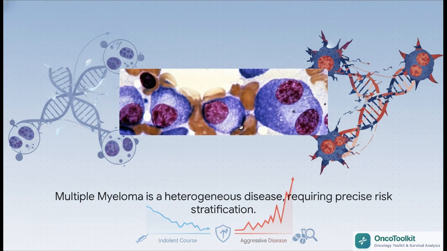And the core of the challenge is right here. Myeloma is just an incredibly heterogeneous disease. Some patients will have a really slow-moving, indolent course, while others have extremely aggressive disease right from the start. That's why getting risk stratification right isn't just some academic exercise, it's absolutely essential for deciding who needs more aggressive therapy or maybe needs to be on a clinical trial.